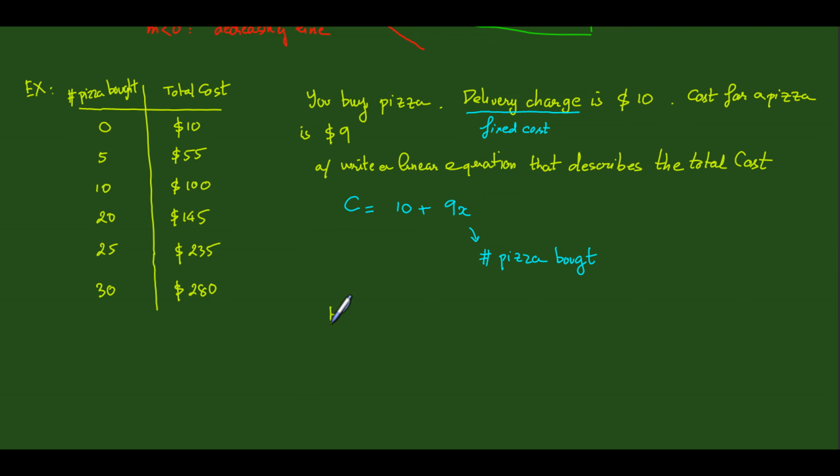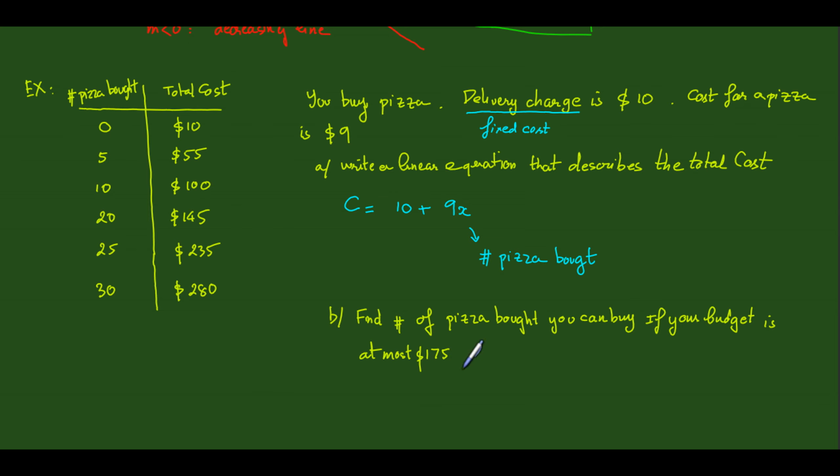Okay, question B. Question B is, find the number of pizza bought you can buy if your budget is at most $175.